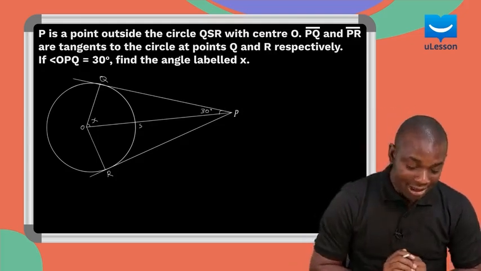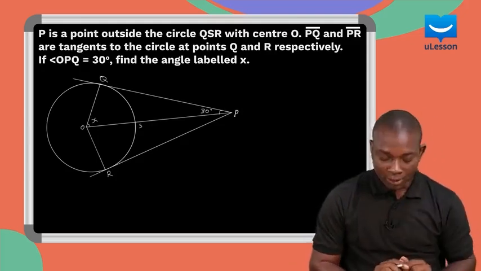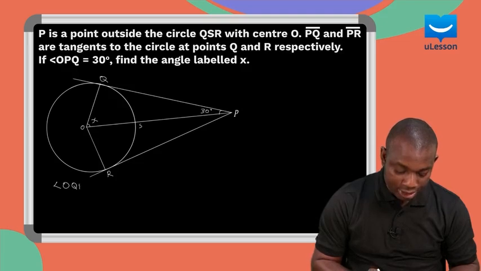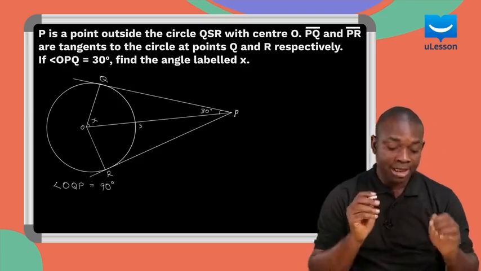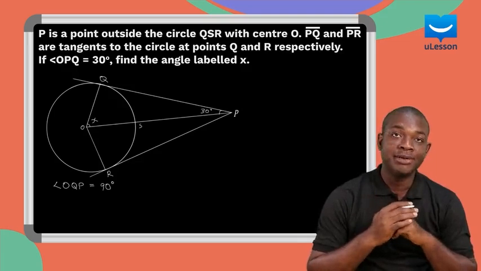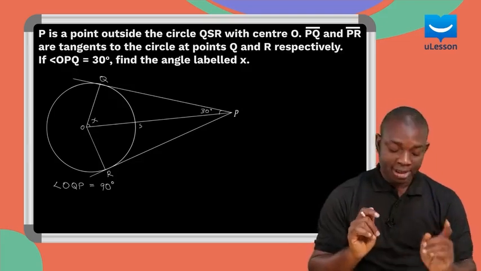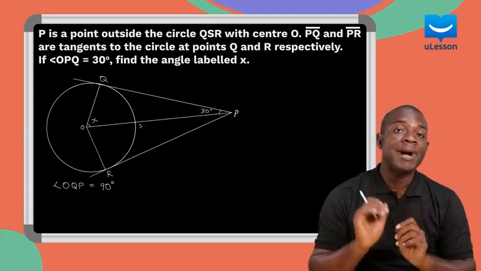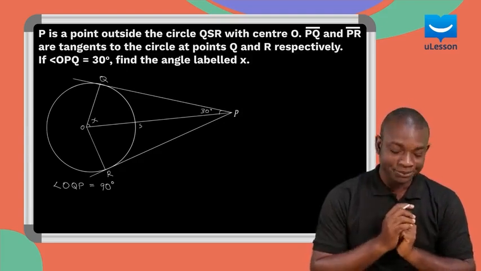Now, looking at the diagram, the first thing we are going to note is that angle OQP is a right angle, that is, it is equal to 90 degrees. This is because the tangent to a circle is always perpendicular to the radius.